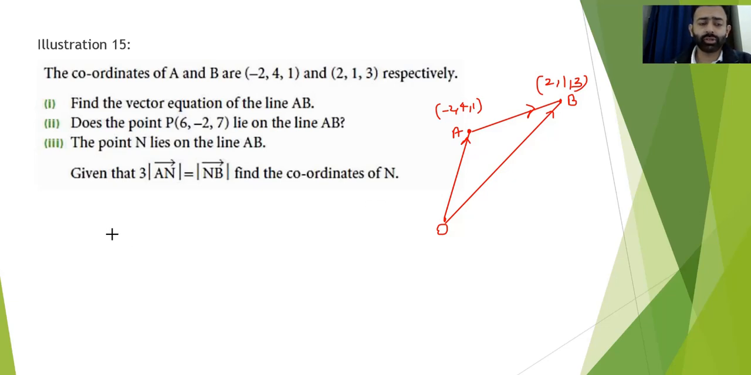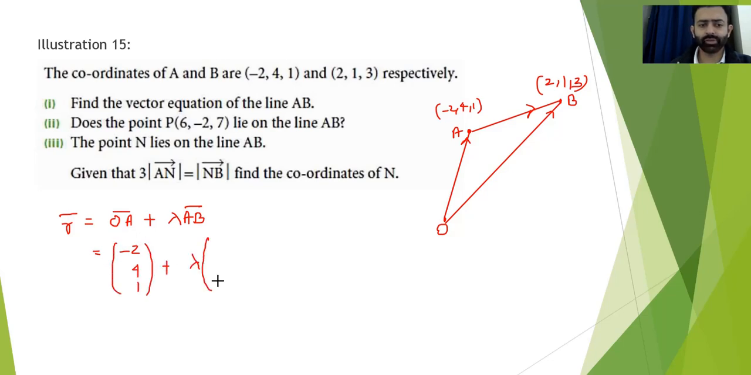So what this vector equation says is that vector r is equal to OA plus lambda times AB, right? We know the value of OA. Vector OA is (-2, 4, 1). I can use the column vector plus lambda times AB. So what is AB? AB is actually OB minus OA, subtracting the position vector of A from OB, right?